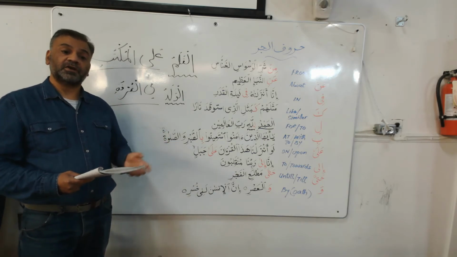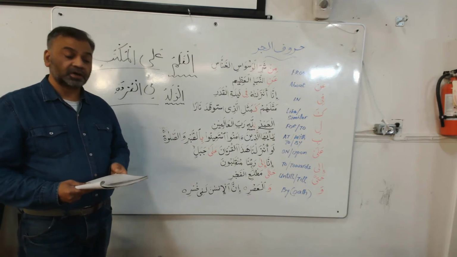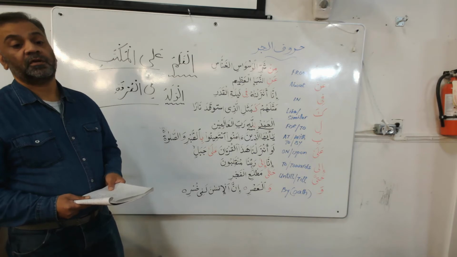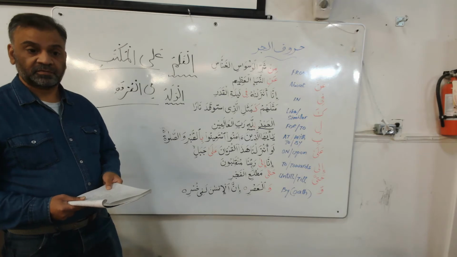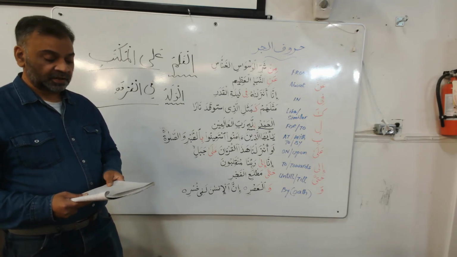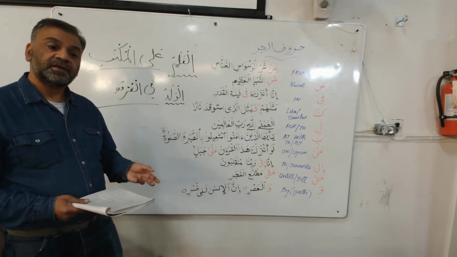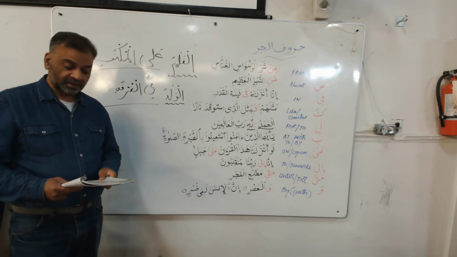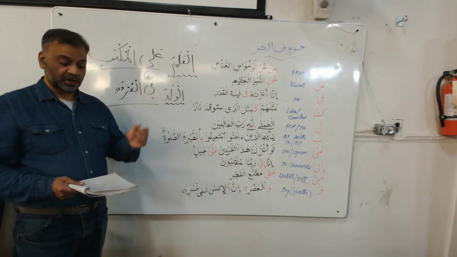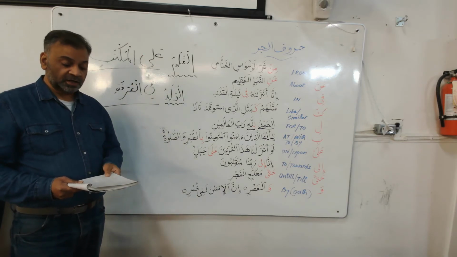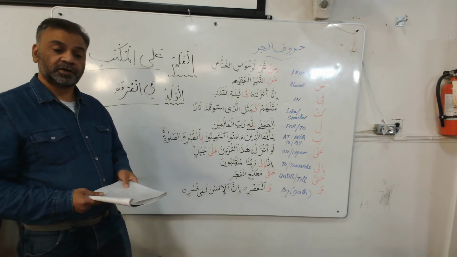At-tajiru ghaniyun. The merchant is rich. Ad-dukkanu maftuhun. The shop is open. Al-waladu faqirun. The boy is poor. At-tuffahu lazizun. The apple is tasty. At-tabibu tawilun. The doctor is tall. Tawilun means tall. Wal mudarrisu qasirun. And the teacher is short.